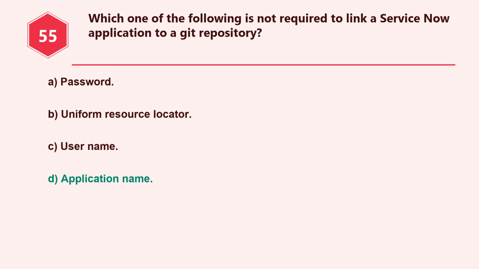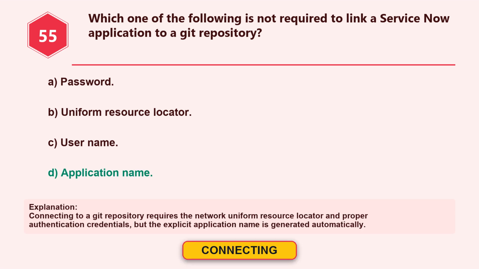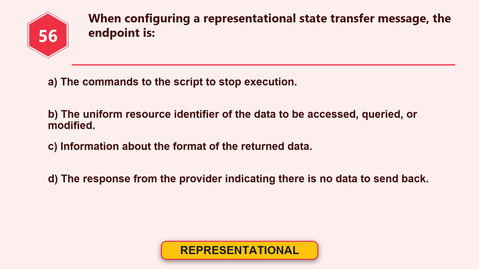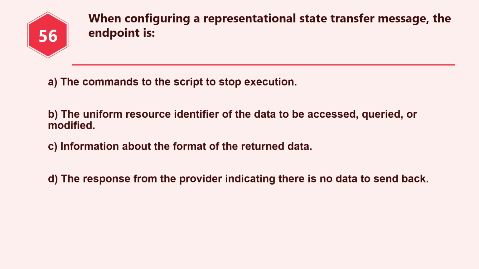The correct answer is option D, application name. Connecting to a Git repository requires the network uniform resource locator and proper authentication credentials, but the explicit application name is generated automatically. Question 56. When configuring a representational state transfer message, the endpoint is option A, the commands to the script to stop execution. Option B, the uniform resource identifier of the data to be accessed, queried, or modified. Option C, information about the format of the returned data. Option D, the response from the provider indicating there is no data to send back.